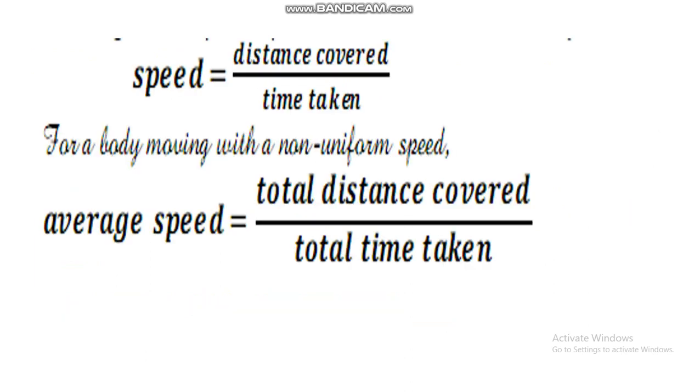As you can see there, speed is given by distance covered over time taken. So for a body moving with a non-uniform speed, we get average speed, which is total distance covered divided by total time taken.